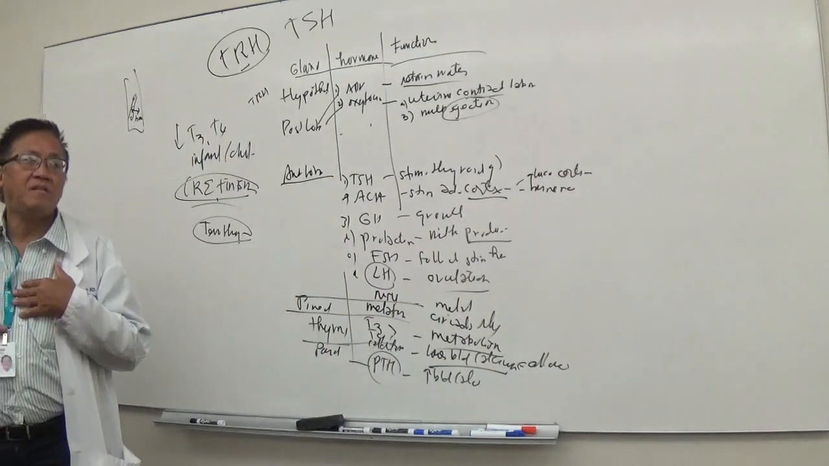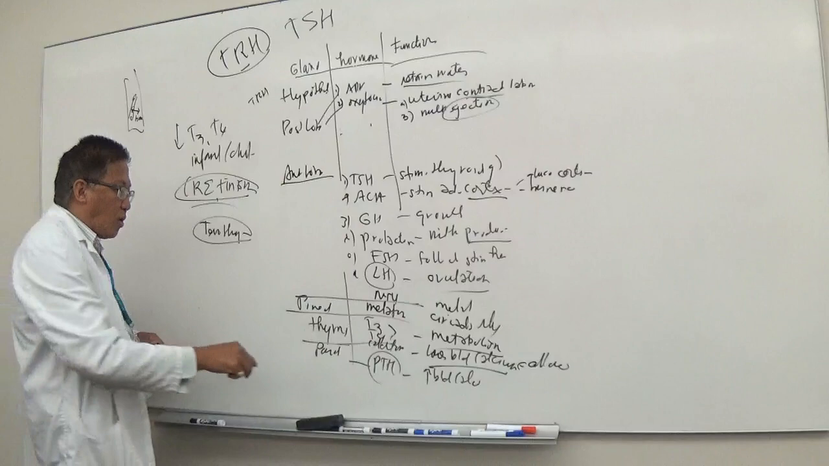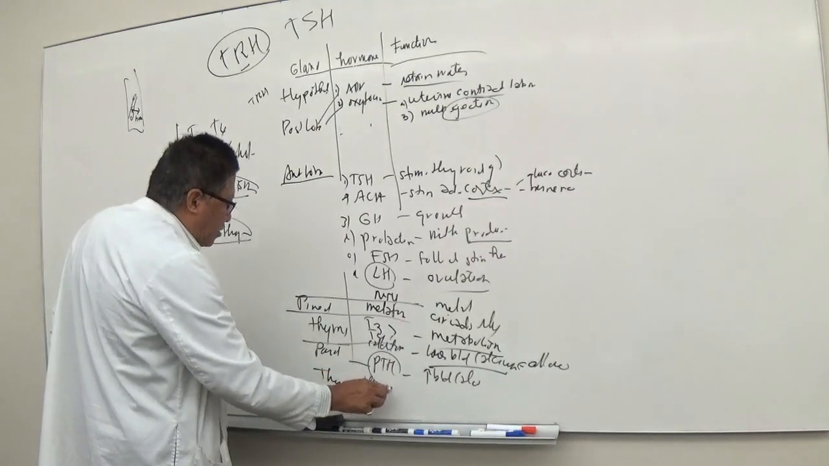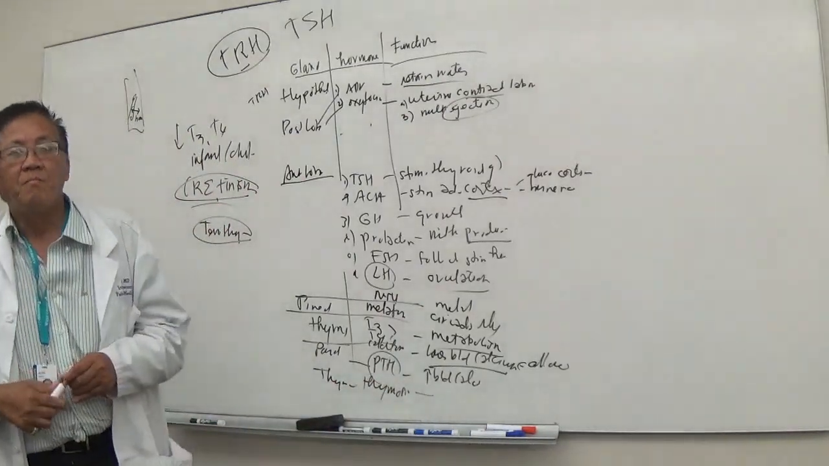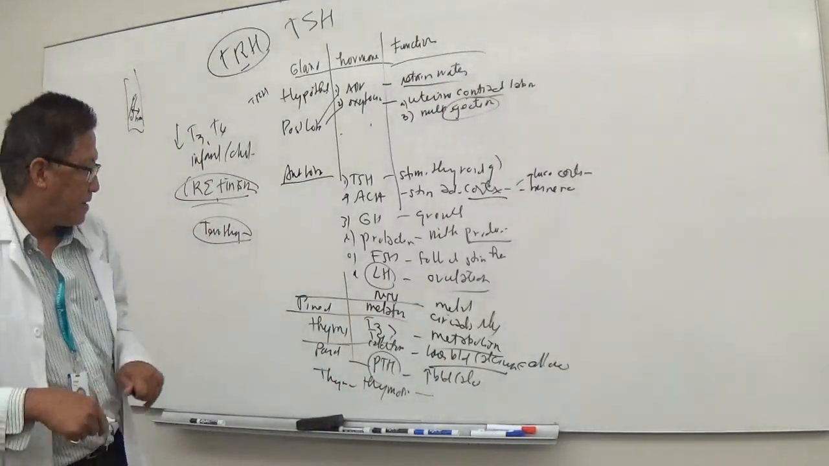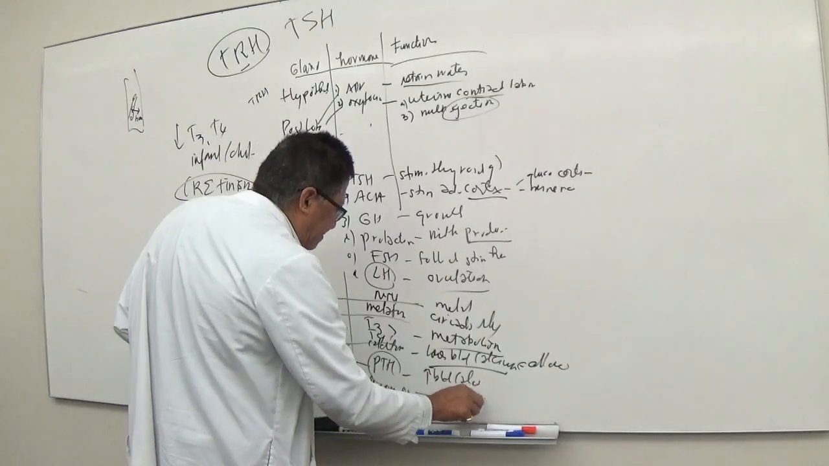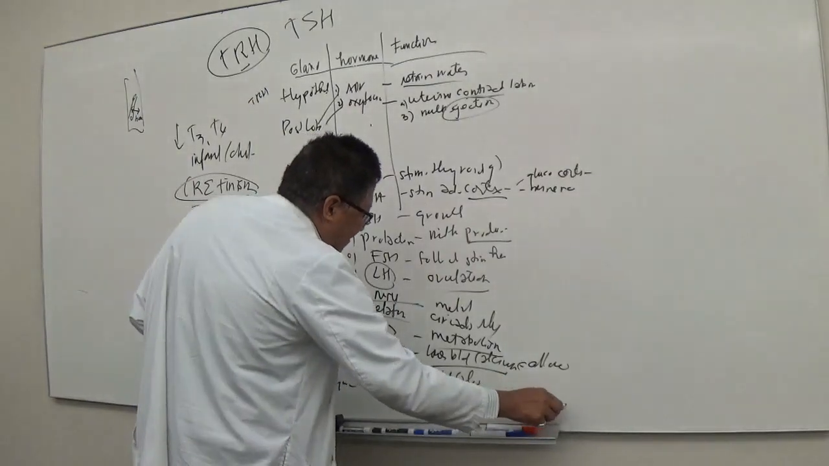What is the name of the endocrine gland here in the area of the chest? Thymus. So what's the name of the hormone? Thymosin. Oh, don't you love anatomy? And what does thymosin do? Maturation of what cell? Which one? T or T? T what? T cell or T lymphocyte?